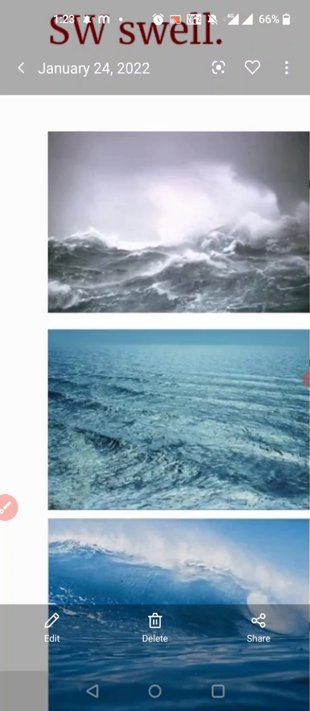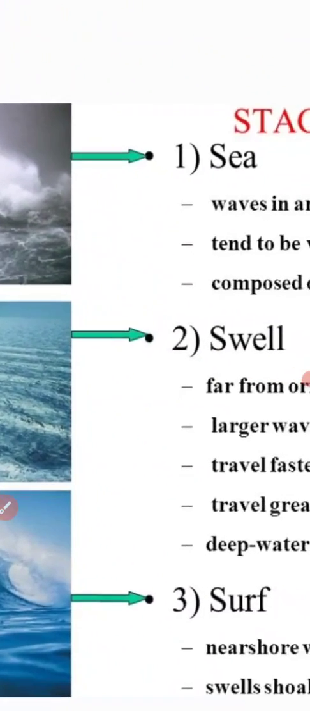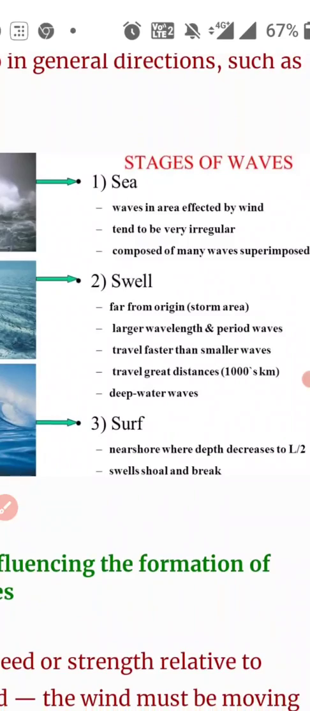There is no fixed pattern of the sea waves. Wavelength is different for the different waves, and the direction of movement is also different. So waves in an area affected by wind, sea waves, tend to be very irregular. There is no fixed shape, and they are composed of many waves superimposed, means one over the other, the waves are continuously formed.